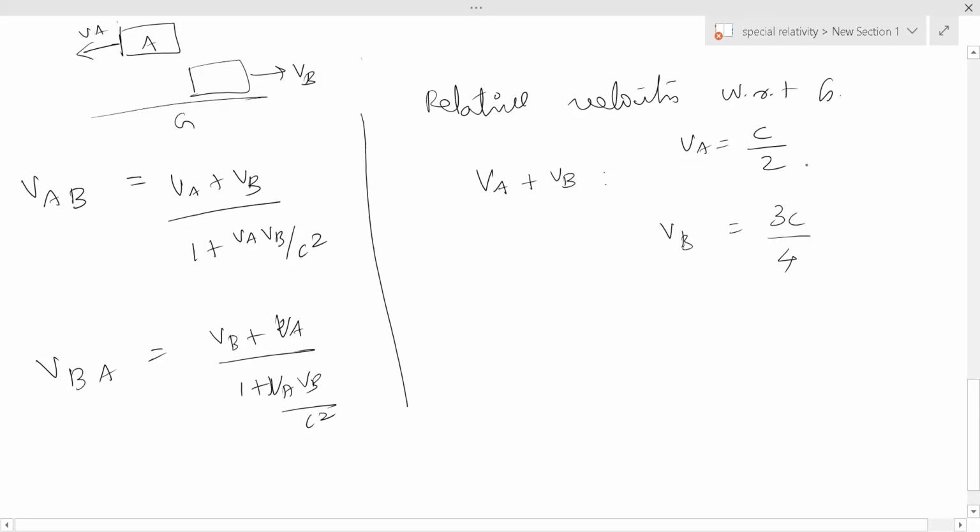Both these are less than C, right? What would be the relative velocity with respect to ground? VA plus VB would be C by 2 plus 3C by 4. And you see that in this case it's equal to 5C by 4. Am I right? Is that correct? Yeah. That's 5C by 4. And you see that this can be greater than C, no problem here. There is no contradiction.